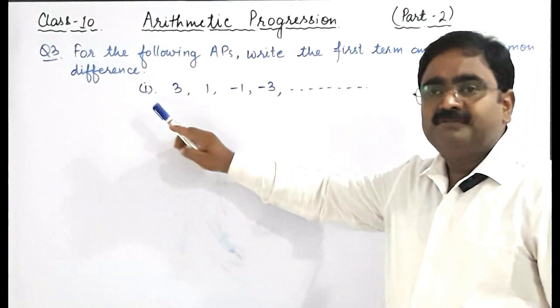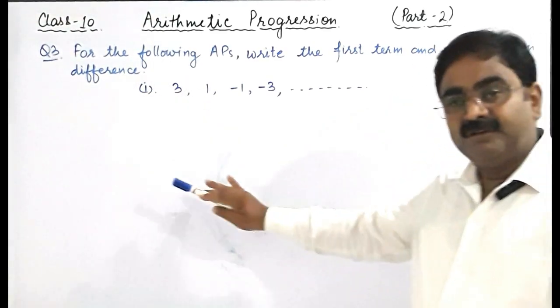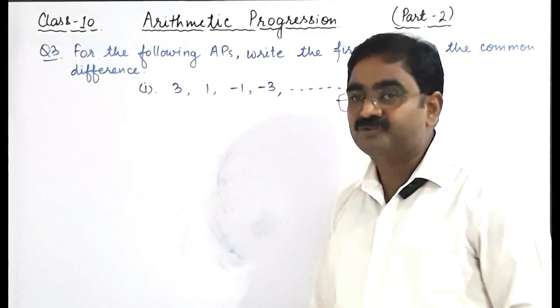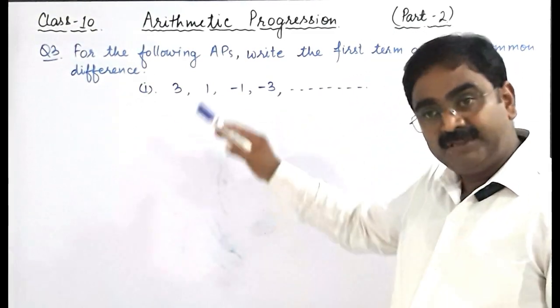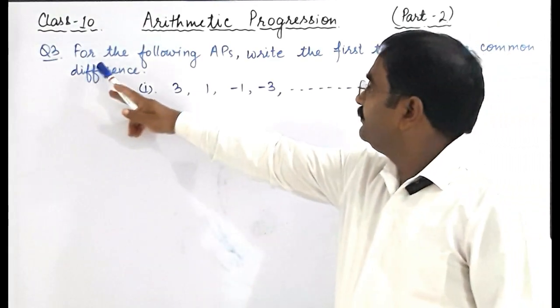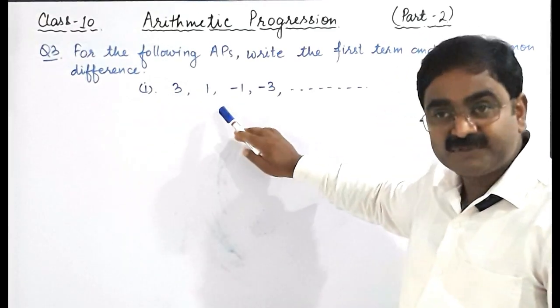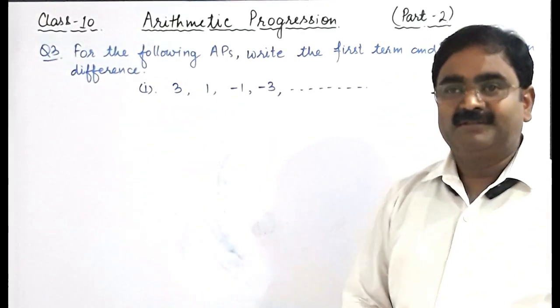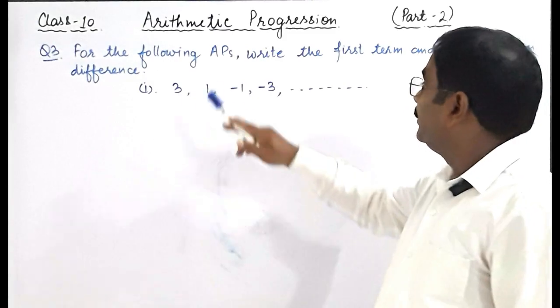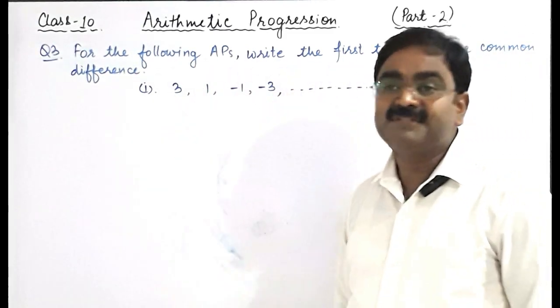Okay, friends, see the first part of question number 3. The remaining part of question number 2 you have to solve in your notebook with these solutions also. In question number 3, it is given: for the following APs, this series, this list of numbers is an AP. Write the first term and the common difference.